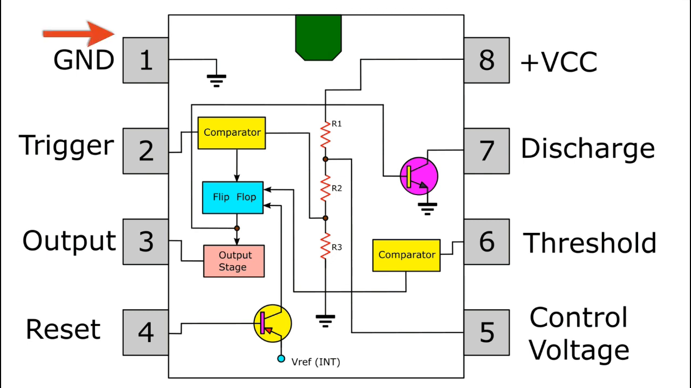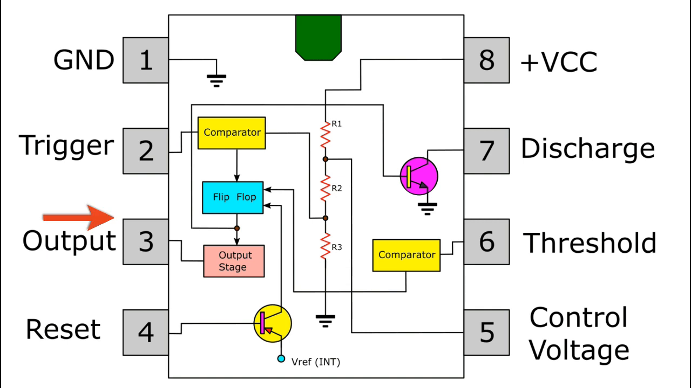Pin 1. Ground. The ground pin connects the 555 timer to the negative 0V supply rail. Pin 2. Trigger. The negative input to comparator number 1. A negative pulse on this pin sets the internal flip-flop when the voltage drops below 1/3 VCC, causing the output to switch from a low to a higher state.